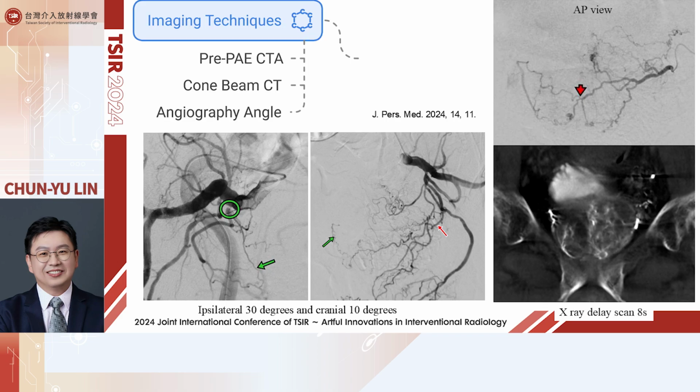The angiography angle is very important because we have to see the anterior trunk opening. The most useful is the 30 degrees ipsilateral, but now I do it with the lateral view because we have a CTA.